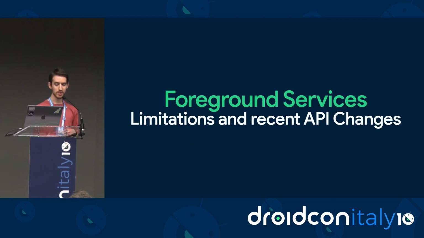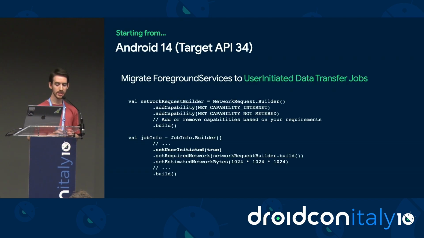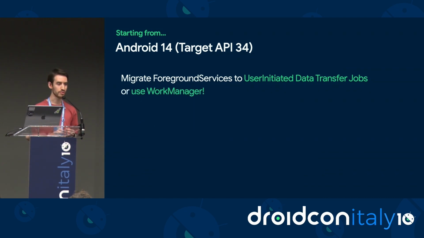Other API changes are specific to foreground services. If you're using foreground services directly, you might have to migrate to user-initiated data transfer jobs if you're doing data transfer. Now you can tell the OS the constraints that you want, maybe I'm connected to Wi-Fi, or I'm on a non-metered network, and also some estimates of the size my transfer is about. So you can use that, or you can also use WorkManager directly.